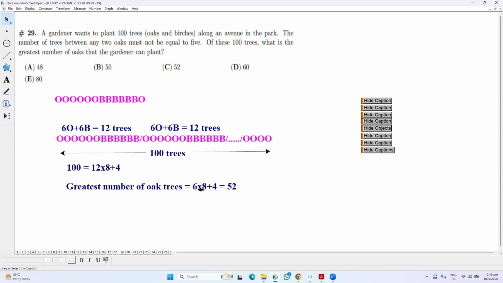So one group got 6 O. 6 times 8 plus the last 4. 52. Answer 52.